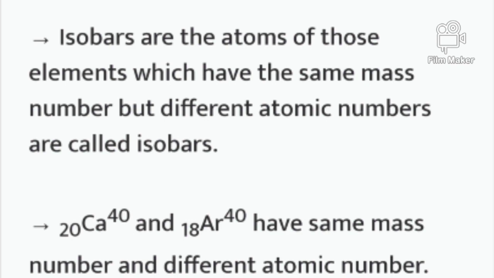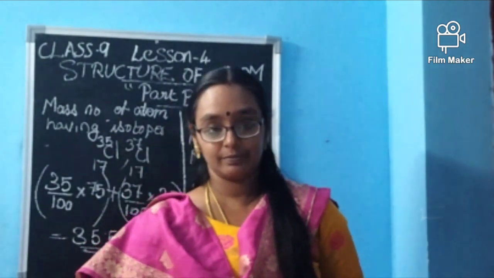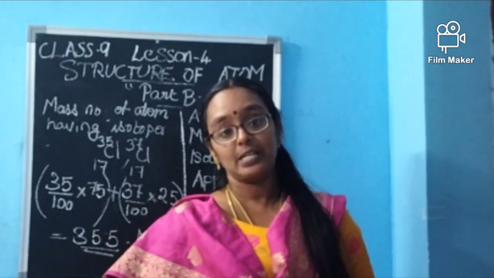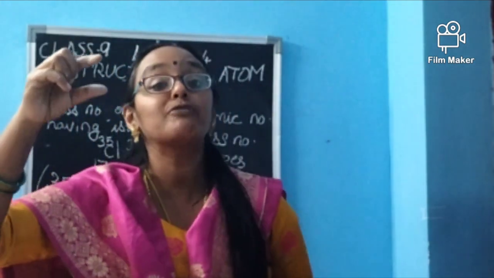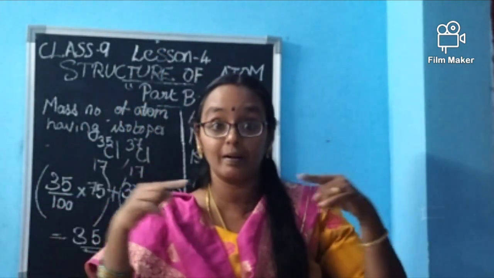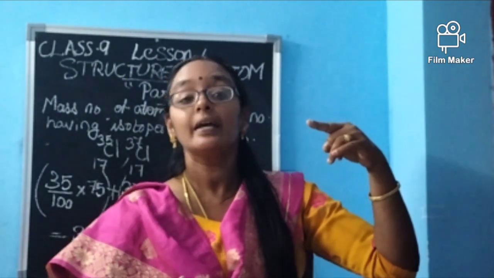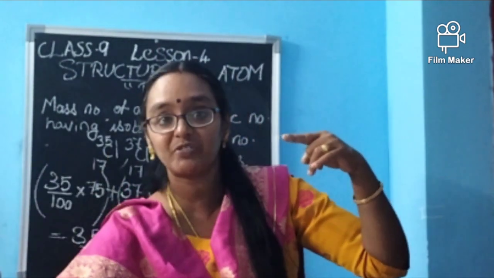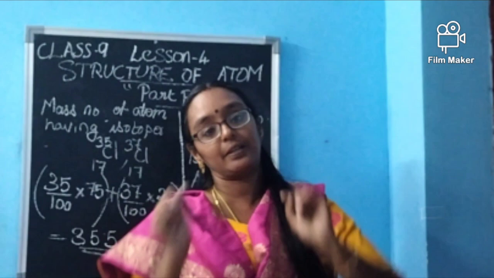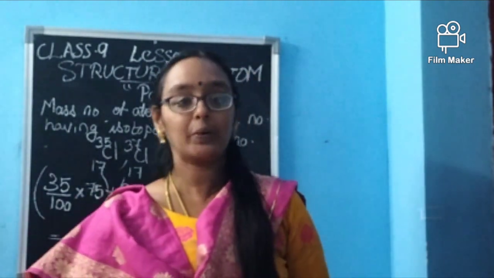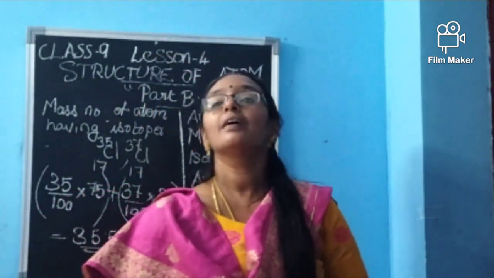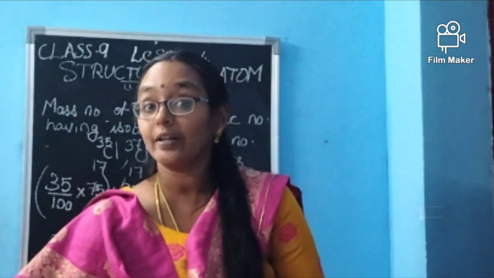That is, for example, calcium. Calcium has atomic number 20 and mass number 40. Argon has atomic number 18, but the mass number is again 40. We can say that they are isobars. Did you get it now? Is it clear? Mass number is same, atomic number is different. That means the elements are different but having the same mass number. Is the thing clear for you? Now we have learned a lot in this chapter.